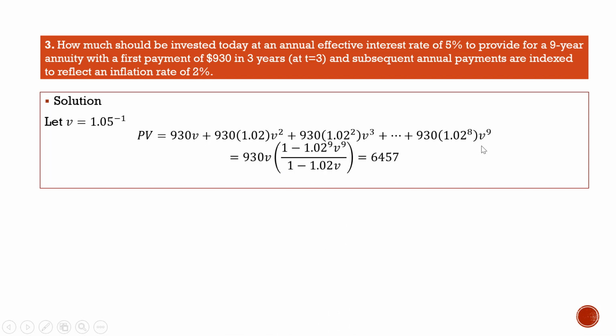So the present value is, if you factor 930V outside, this is a geometric series. So the first term is 930V, then 1 minus the ratio to the n over 1 minus the ratio. So the amount that should be invested today is around $6,457.